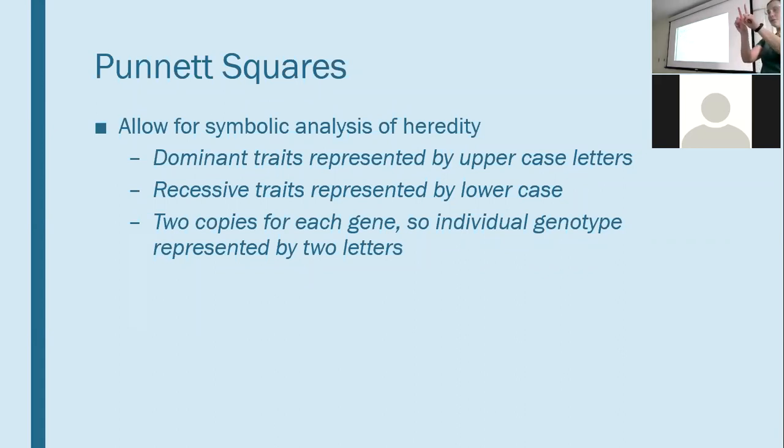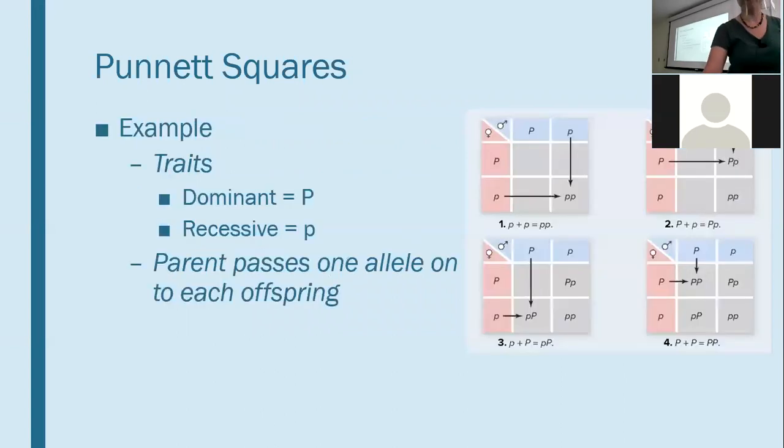You have two copies of each gene that you get from your parents, and so your genotype for any given gene will be represented by two letters, right? You've got one maternal and one paternal version. So your genotype will be represented by two letters for each trait that we're looking at. Example. Say we're looking at some trait represented P. It's probably going to be purple flowers because that's just what we got. So the dominant trait is capital P. The recessive trait is lowercase p.